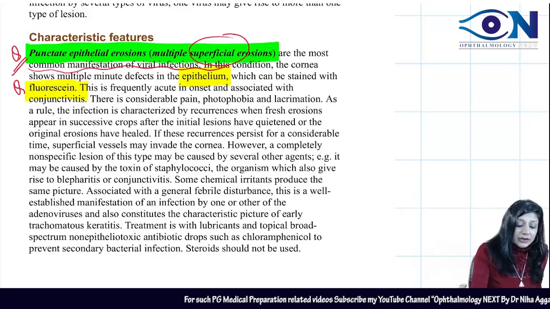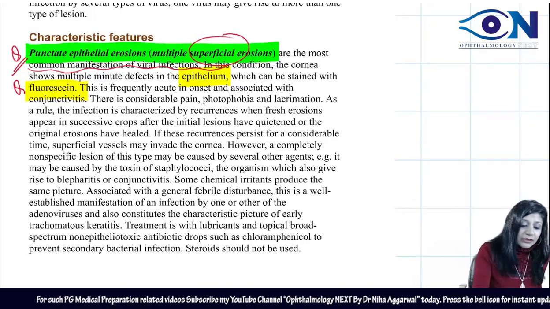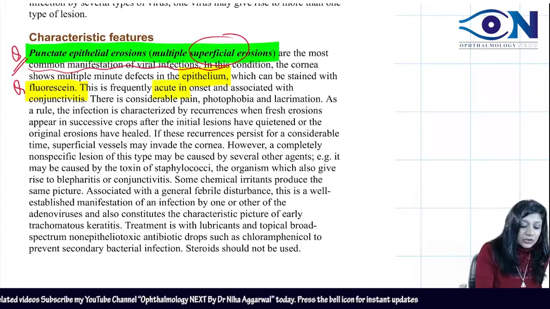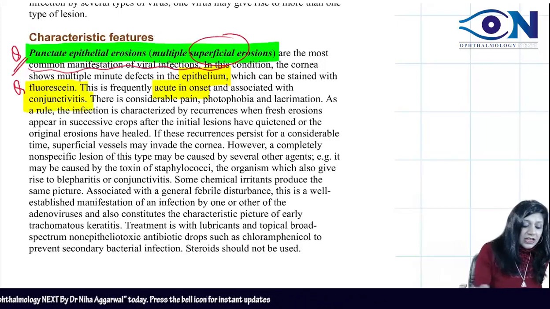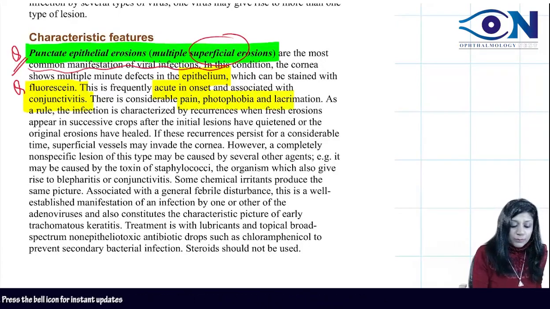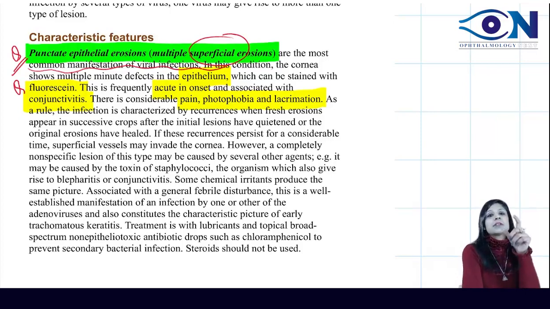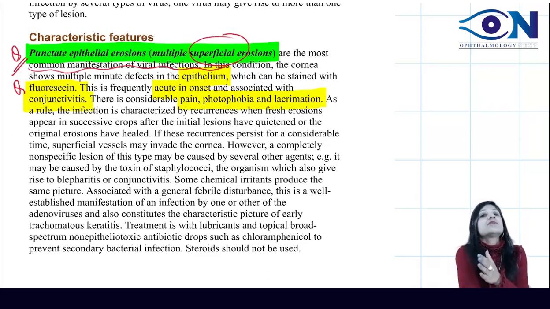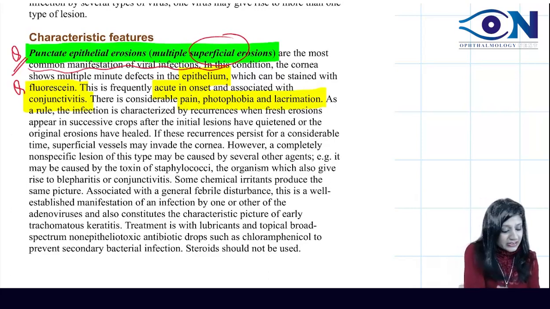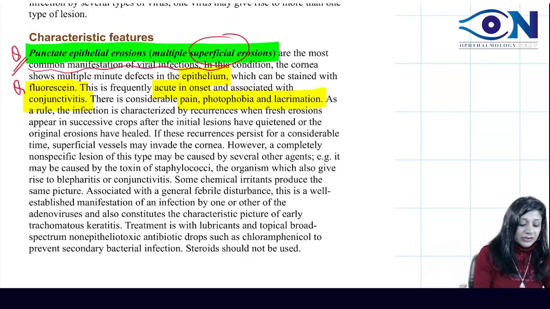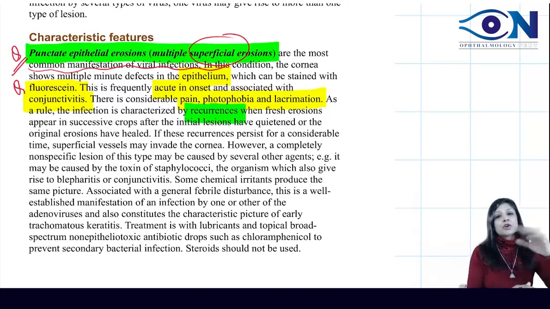Now, this is frequently acute in onset, and it is an acute conjunctivitis. There is considerable pain, photophobia and lacrimation. So, as associated symptoms, whenever the epithelium of the cornea is involved, we will have pain, photophobia and watering. All these features are of acute keratitis. As a rule, the infection is characterized by recurrences, where fresh erosions come in crops after the original ones have gone.